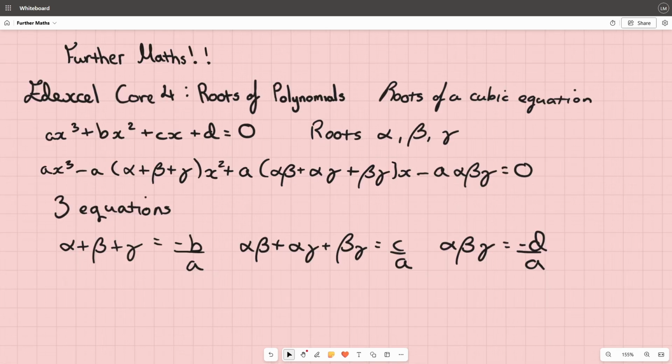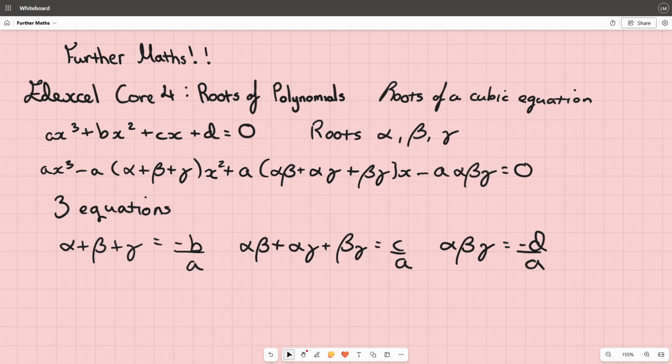Okay, so now we move on to roots of cubic equations. So it's the same kind of form. So we have ax cubed plus bx squared plus cx plus d equal to 0. And so there are three roots, alpha, beta, and gamma. And so we do the same thing when we form the equation from the roots. So ax cubed minus a(alpha plus beta plus gamma)x squared plus a(alpha beta plus alpha gamma plus beta gamma)x minus a times alpha beta gamma equal to 0.